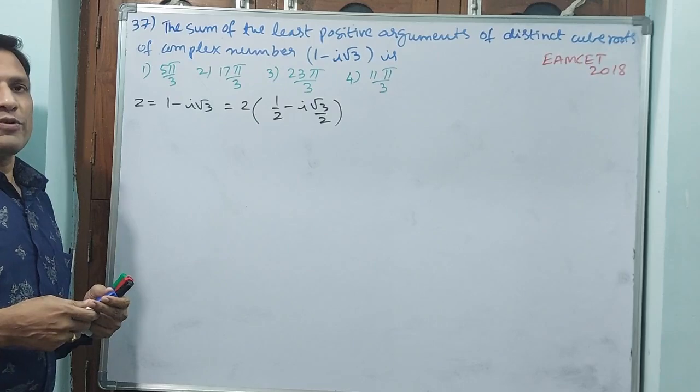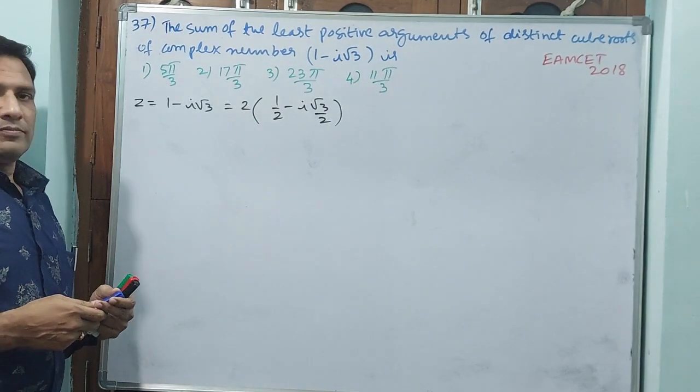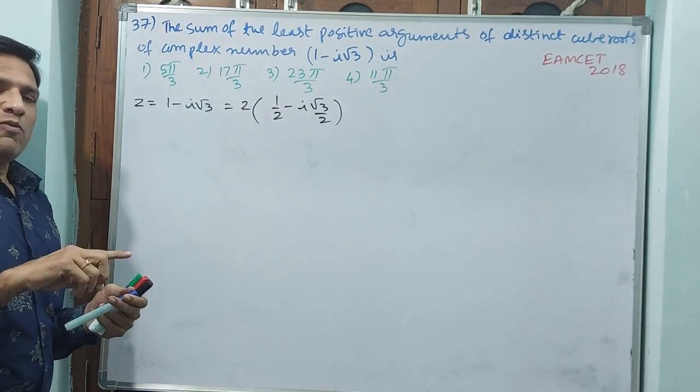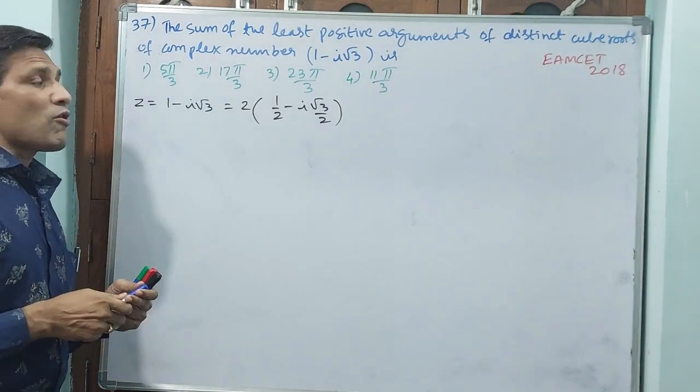300 degrees, how are you going to find it? Pi by 3 into 5. Pi by 3 means 60, into 5. 5 into 60 is 300. That means 5 pi by 3 you have to take.